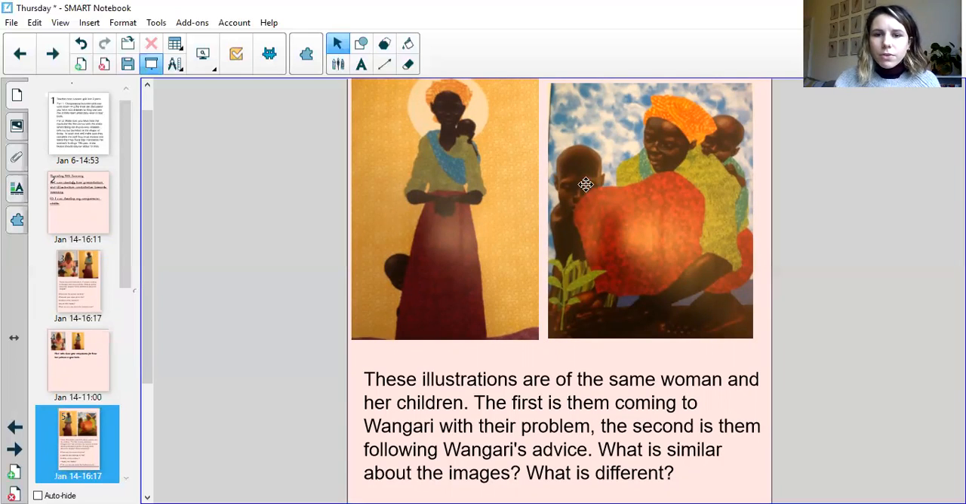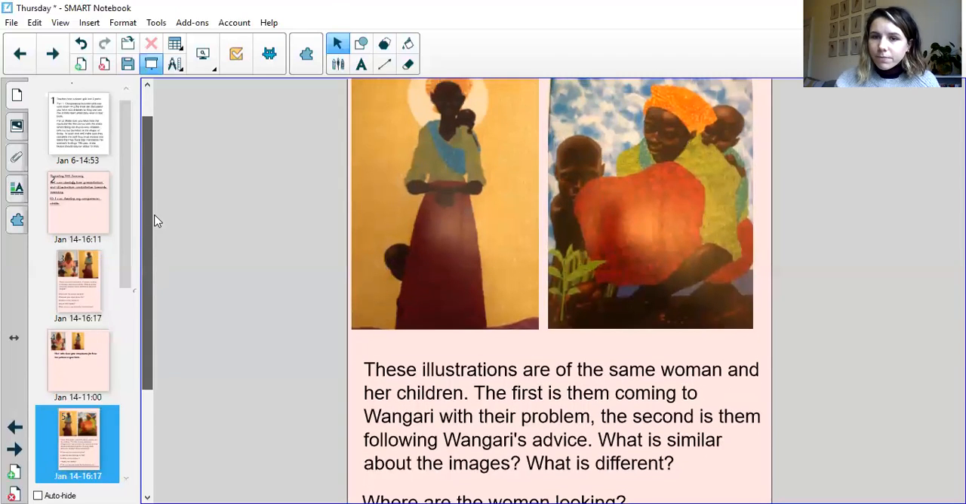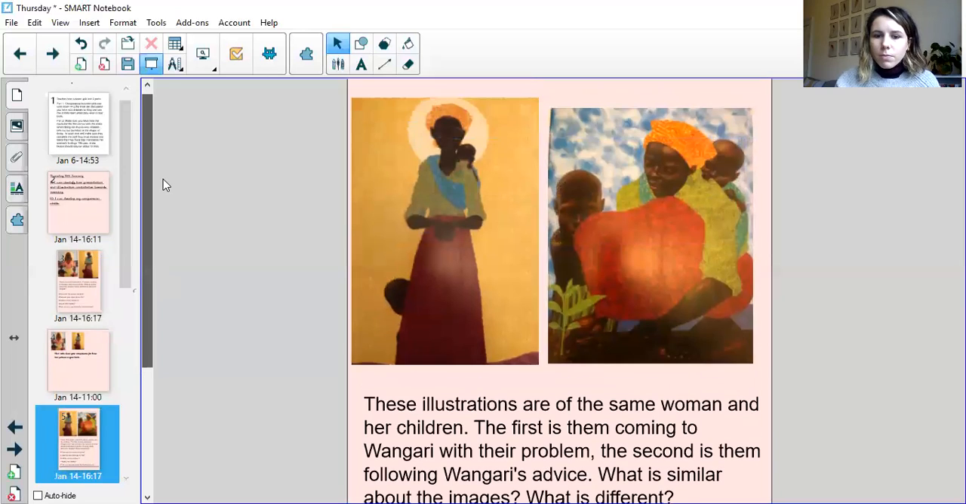Okay, you might want to think about the children. Are they in similar positions in both pictures? Are they in different positions? Are their facial expressions different in the pictures? What's around their heads? And what can you say about the backgrounds, okay?